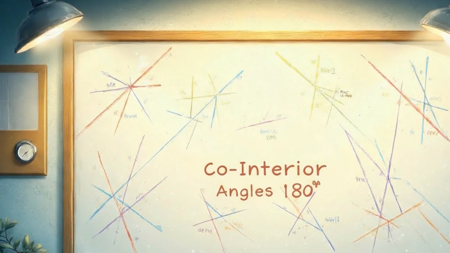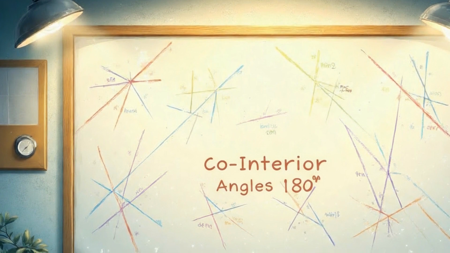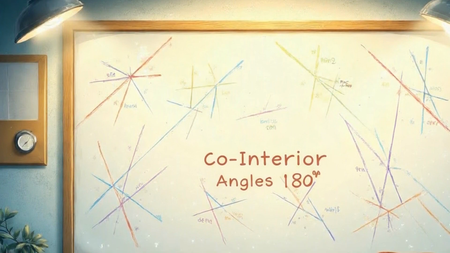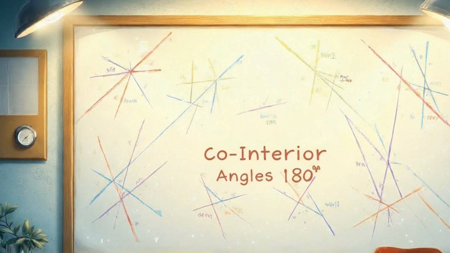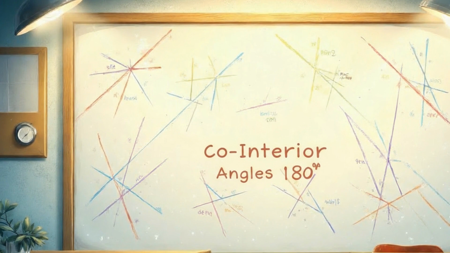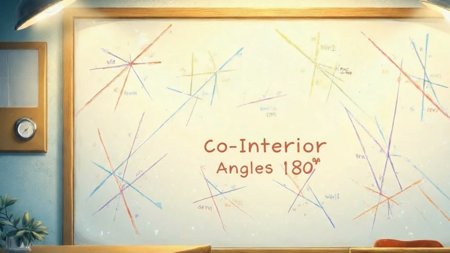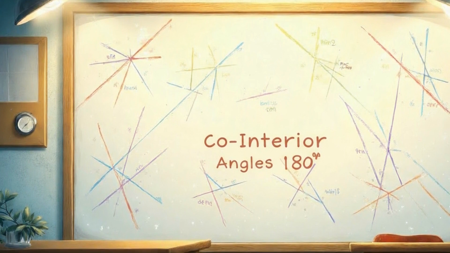Three, co-interior angles. Angles on the same side of the transversal and between the lines add up to 180 degrees. Example: angle 3 and angle 6. Rule: co-interior angles are supplementary. Sum equals 180 degrees.